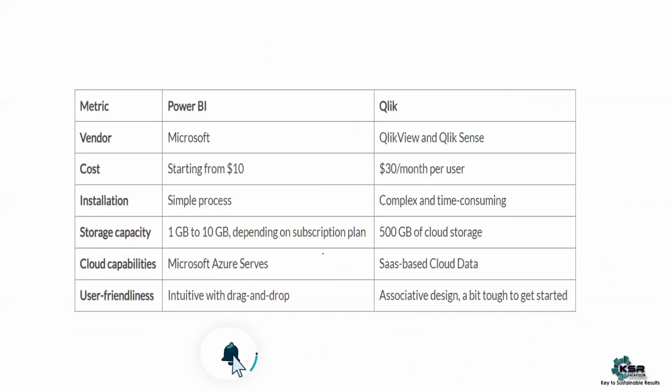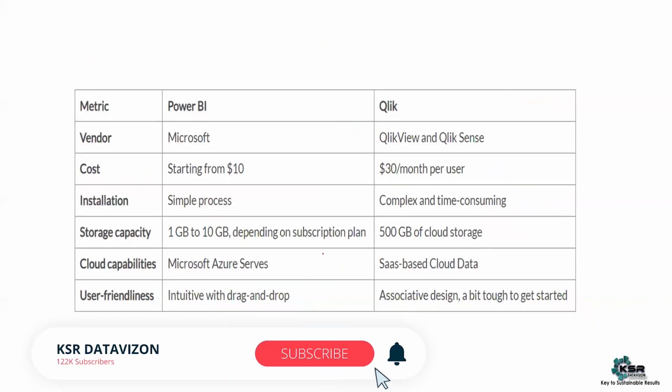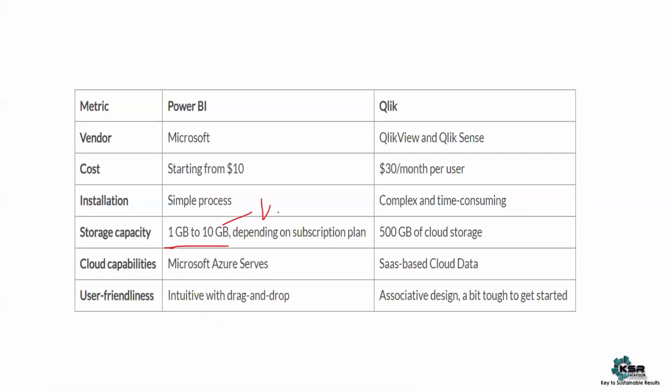Now, if I go ahead, let's compare Power BI and Qlik. You can easily see the difference. Right, 1 GB to 10 GB accepted. You can go to 100 GB, 1 TB, 100 TB. All of the options are available in Power BI depending on the licenses which you're purchasing. Whereas if you go with Qlik, the basic Qlik license comes with $30 per month per user.